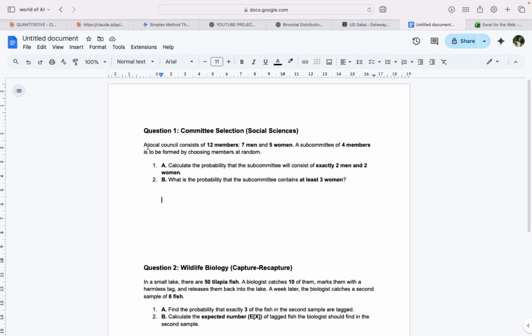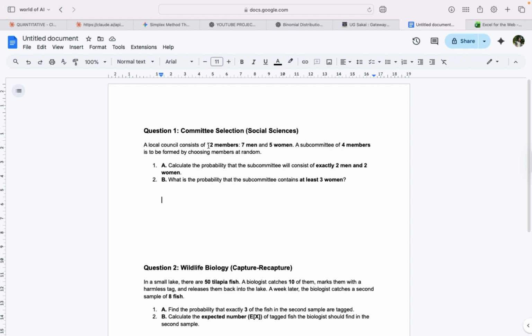So it says a local council consists of 12 members, 7 men and 5 women. A subcommittee of 4 members is to be formed by choosing members at random. A. Calculate the probability that the subcommittee will consist of exactly 2 men and 2 women. And the second one says, what's the probability that the subcommittee contains at least 3 women, right?